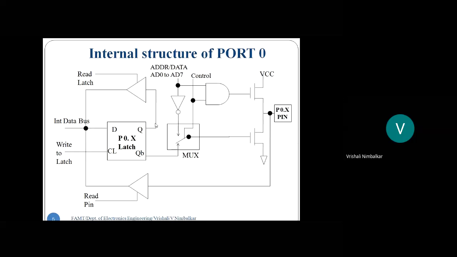Now, what all circuit is present? Let us go into detail. There is a D latch. Look at the center. There is D, and it is written P0.x latch. So there is one D latch, and there are 8 such D latches. Port 0 will have such 8 D latches. D stands for data latch.